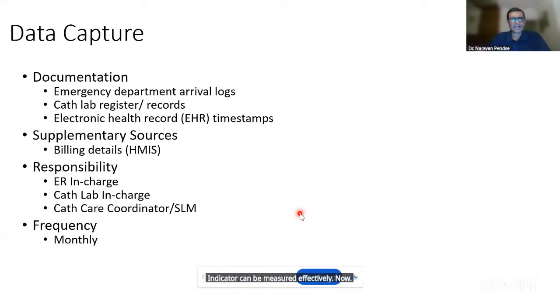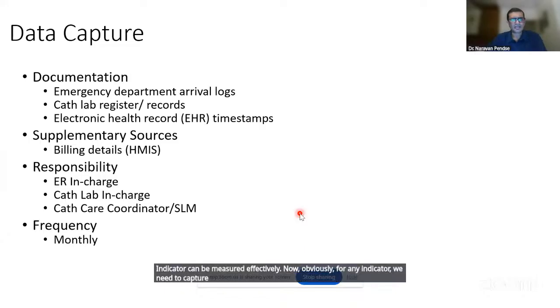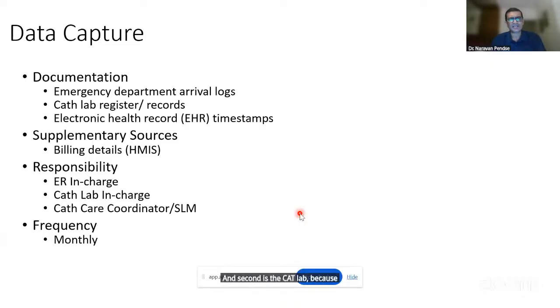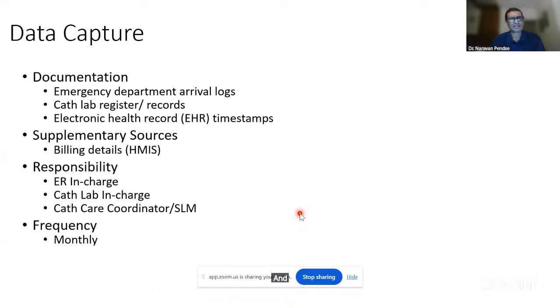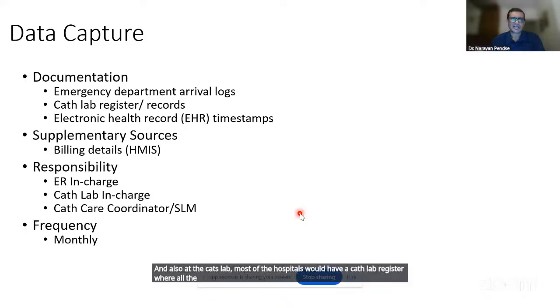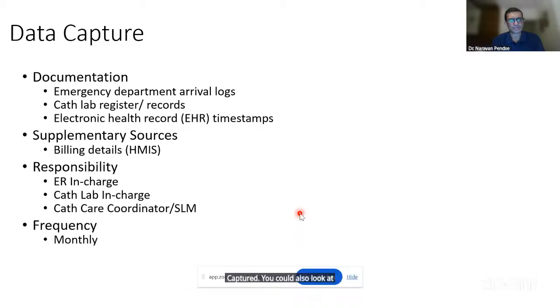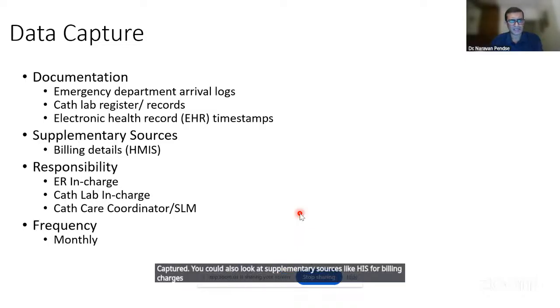Now, obviously, for any indicator, we need to capture enough data. For this data, there are two departments which are involved. One is the emergency department, and second is the cath lab, because the intervention is happening in the cath lab, while the patient's symptomatology and ECG, etc., typically would be done in the emergency department. So you may have to look at EMR, EHR, or your physical case records of the emergency. And also at the cath lab, most of the hospitals would have a cath lab register where all the details would be captured. You could also look at supplementary sources like HIS for billing charges, etc.